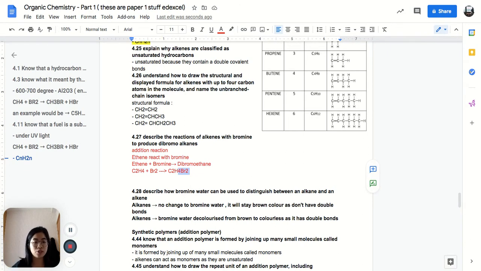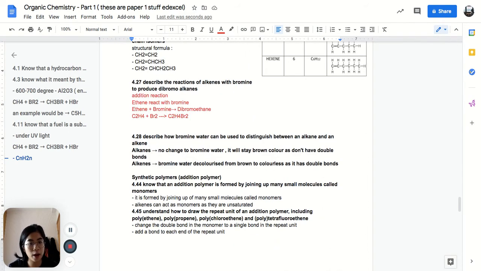And that addition reaction can only happen in alkene. It wouldn't happen in alkane because it doesn't work. And substitution only happens in alkane, it doesn't happen in alkene. So they're similar ideas, but of course different reactions.